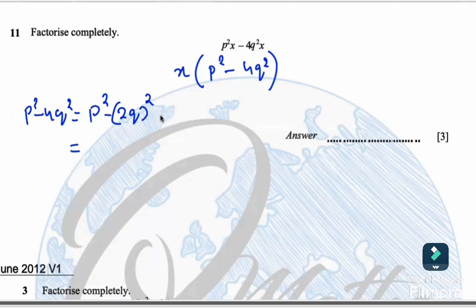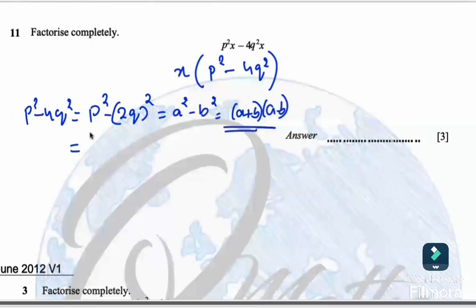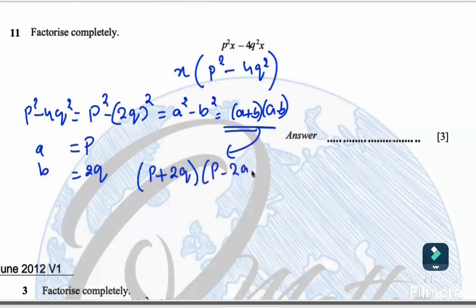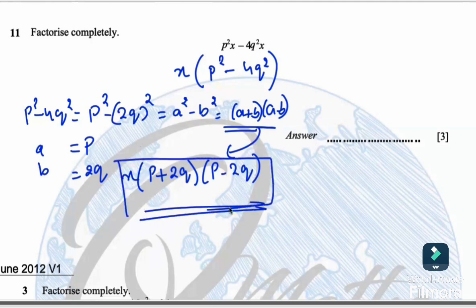So I can write this in the form of, there is an identity to use for this kind of factorization. And that identity is a square minus b square, which is (a plus b)(a minus b). First you have to plus them and then you have to just minus the expression. So accordingly we have a as p here and b as 2q here, isn't it? So now use this formula over here, which is going to be (p plus 2q)(p minus 2q). That's all. And we also have x outside. Just keep x outside and you're done. Very simple.